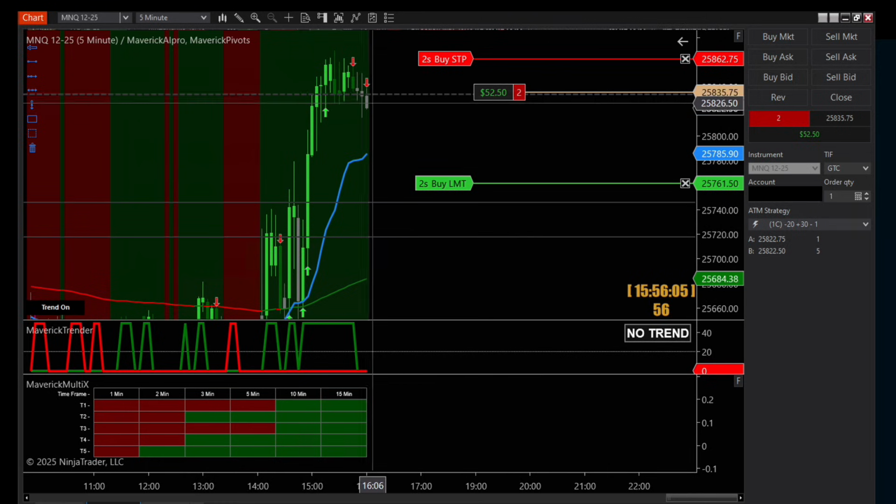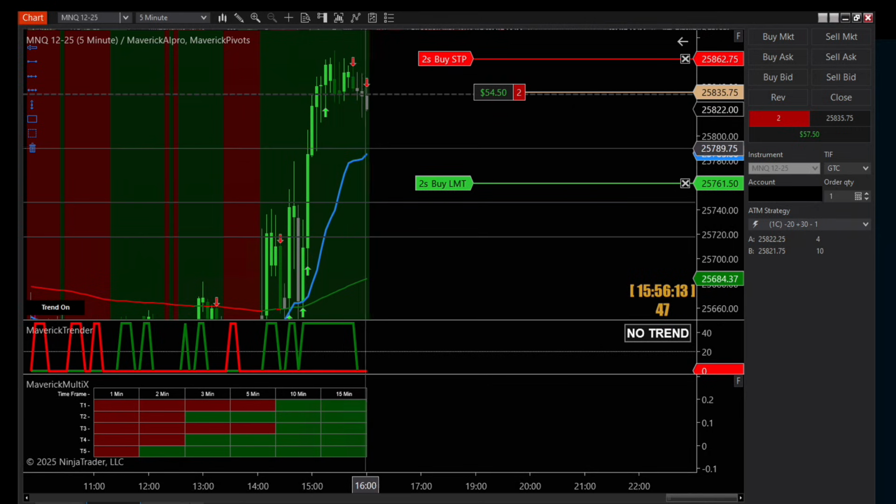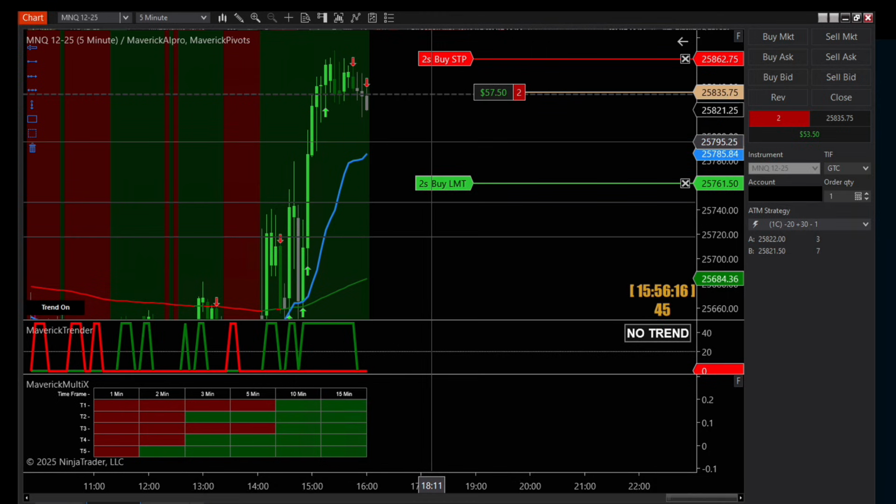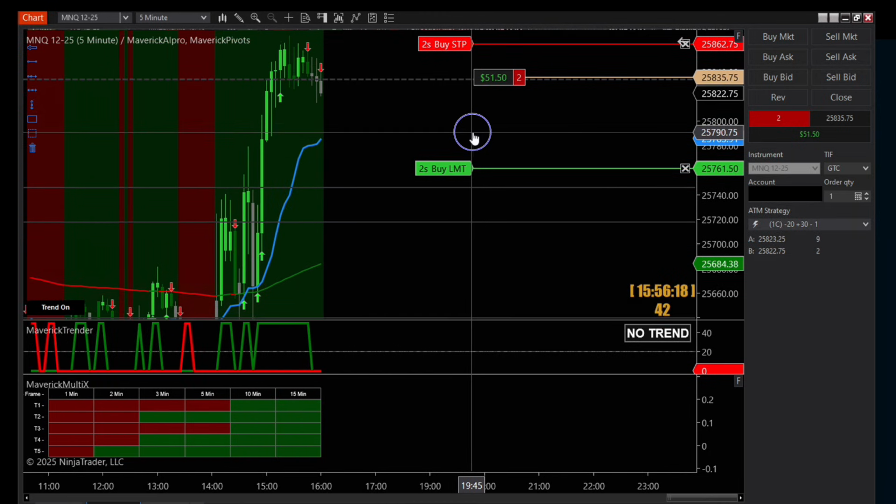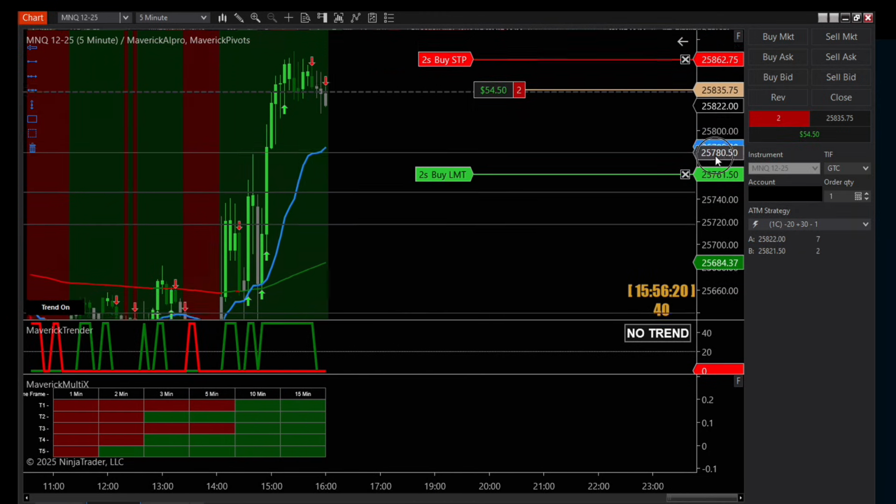This indicator right here, working name is Maverick Pivots. It's way more than just pivot points, but look how it just came up and touched it and it's pushing back down. Yeah, let's see here.